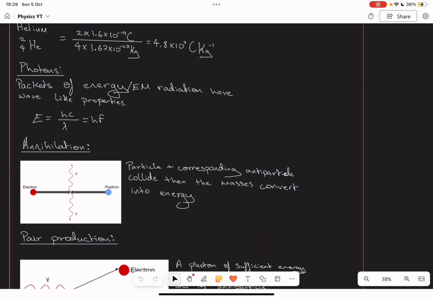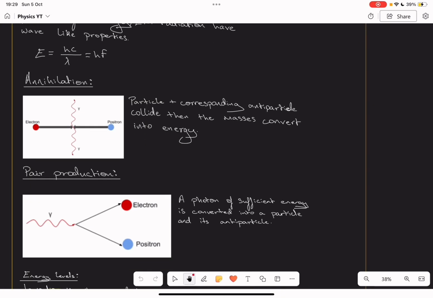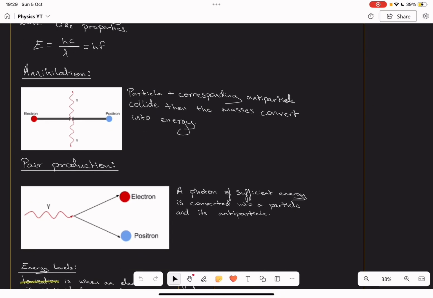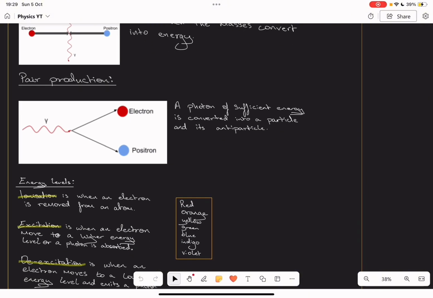And photons are packets of energy or electromagnetic radiation which have wave-like properties, and we can use the equation E equals hc over lambda, which equals h times f. Annihilation is a particle and the corresponding antiparticle colliding, then the masses convert into energy. Pair production is when a photon of sufficient energy is converted into a particle and its antiparticle.